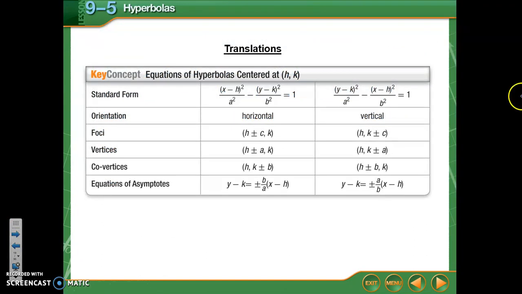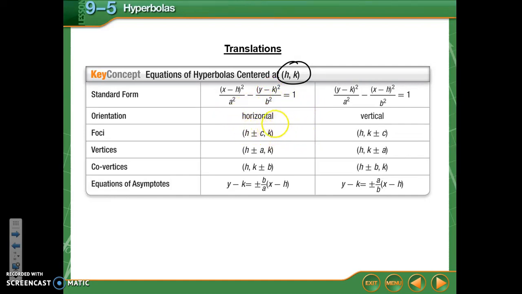All right, as with every conic section, I can translate if my center is not at 0, 0. So the h goes with my x, that moves my x value left or right, and the k goes with my y, that moves my y value up or down. Horizontal and vertical, all of that is still the same.